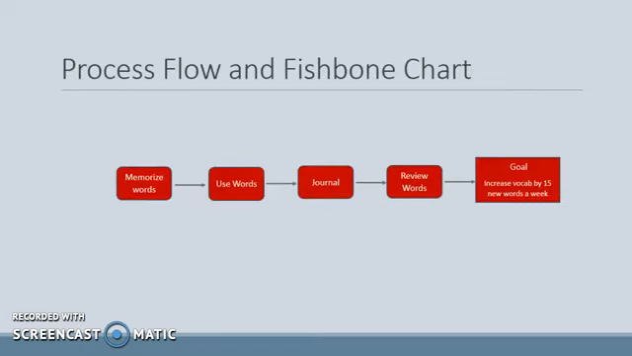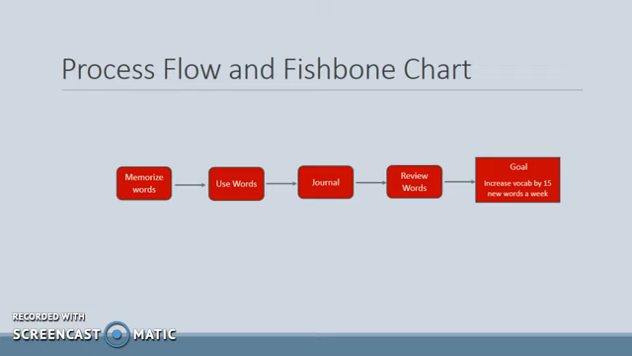So with this, I'll start with a process flow. This sets up how each of these steps feed into each other. I had to memorize words, which then fed into using those words. And with my journal, I could keep track of how I use those words. And then I would review those words to keep them fresh in my mind, which would lead to increasing my vocab, which is the goal.